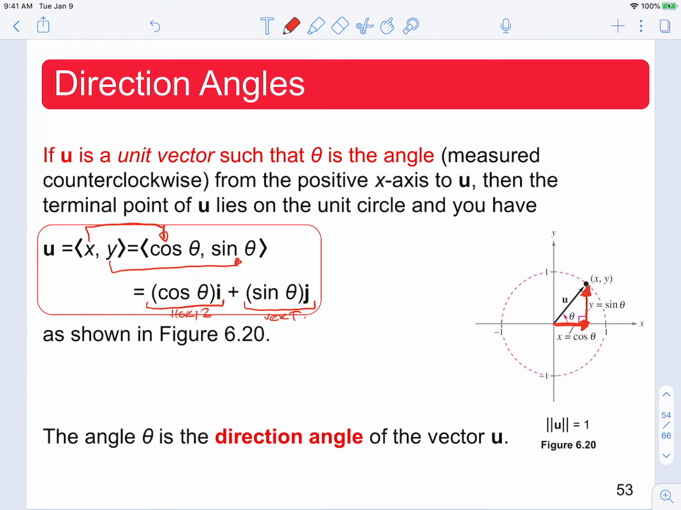Now this angle theta is referred to as the direction angle of the vector. And once again, they're reminding you here that the magnitude of the vector is 1. Its length is 1. We have a point. The point is broken up, or this vector is broken up, into its horizontal component, which is x equals cosine of theta, and its vertical component, which is y equals sine of theta.